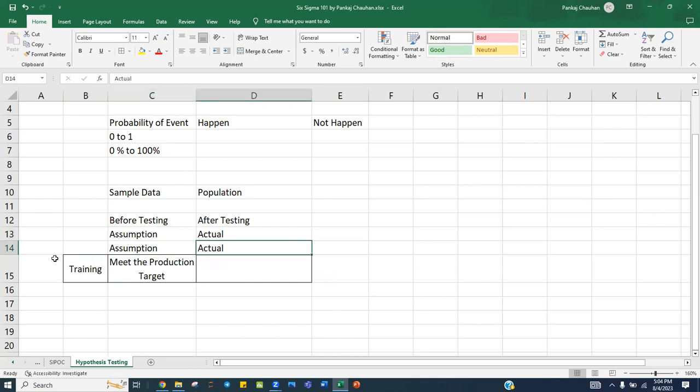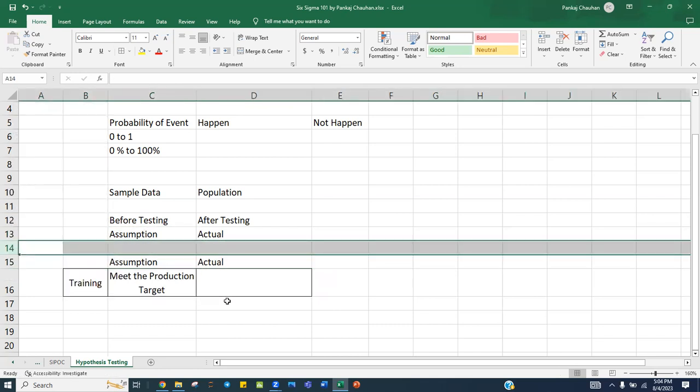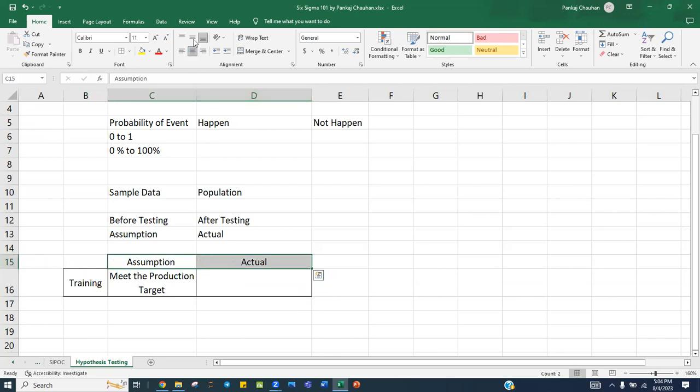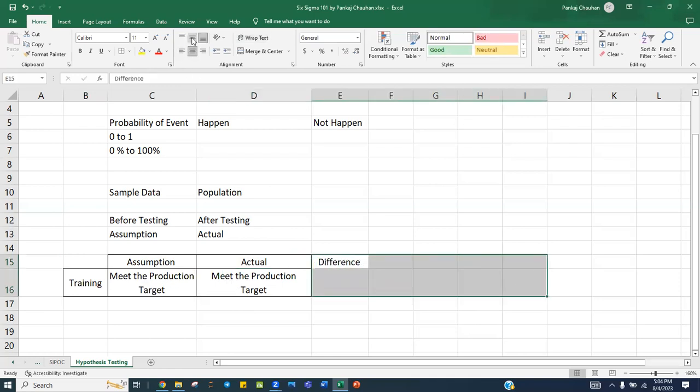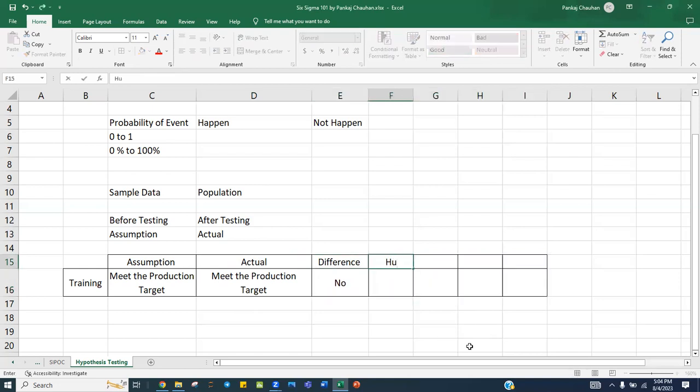Now, the actual: after collecting the sample data, suppose it meets the production target. So do we see any difference here? The answer is no, there is no difference. What I assumed, based on the sample data I actually got the same thing. So this kind of hypothesis is called a null hypothesis. This hypothesis is null, which is denoted by H0.